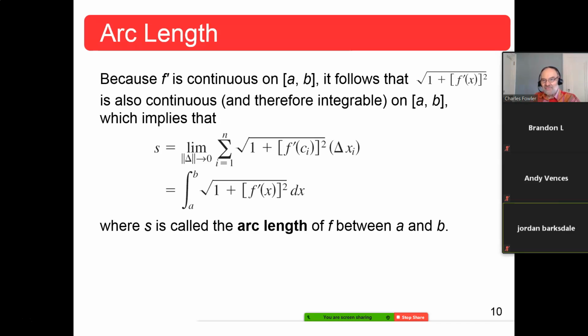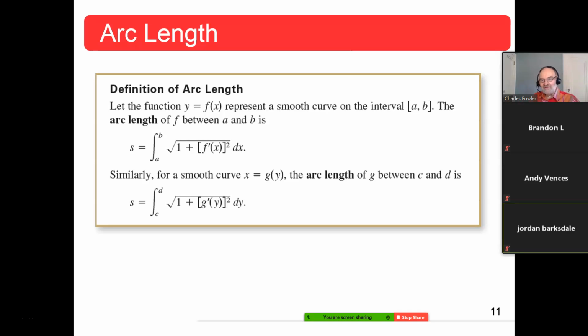All right, that's the theory. And here's the definition. Let the function y equals f of x represent a smooth curve. That means no corners, no cusps, no gaps, no breaks, no discontinuities, a smooth curve on that interval from a to b, closed. The arc length of f between a and b is then given by s equals the integral from a to b of the square root of 1 plus f prime squared dx.